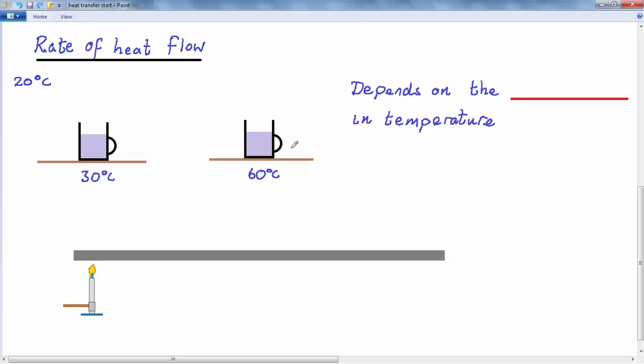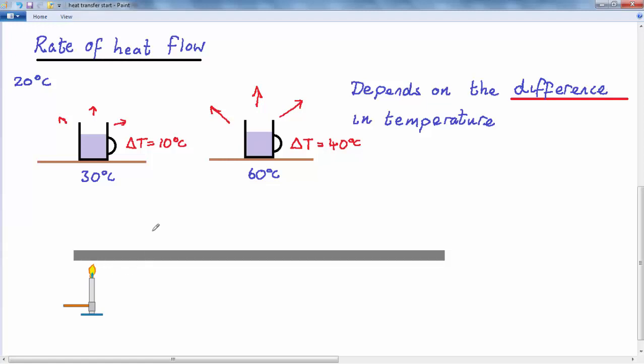So here we've got a temperature difference, let's write delta T, that means difference or change in temperature, equals 40 degrees Celsius, and here it's only 10 degrees Celsius. So we're going to get a faster flow of heat from this cup than we are from this cup. So we can say that the rate of heat flow depends on the difference in temperature.